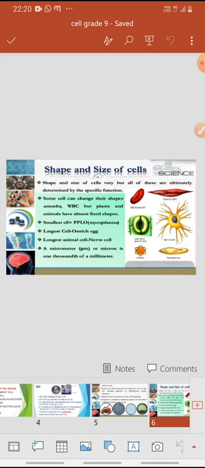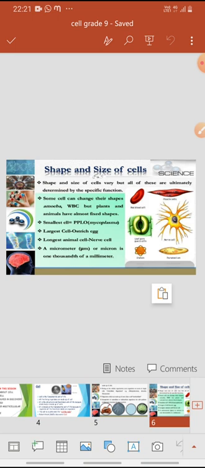Shape and size of cells. Shape and size of cells vary, but all of these are ultimately determined by the specific function. Some cells can change their shapes, like amoeba and WBC. What is WBC? WBC is white blood cell. But plants and animals have almost fixed shapes, so they cannot change their shapes.